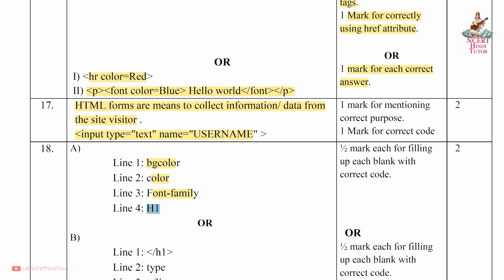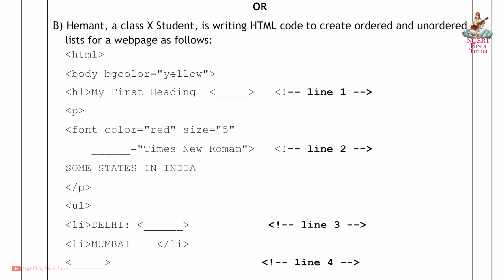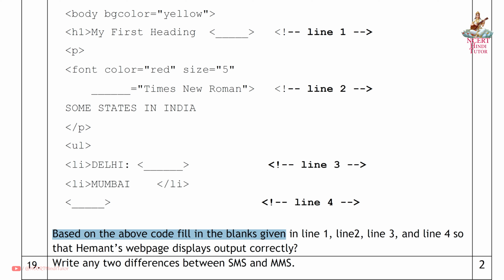Answer: H1. Or question 18b. Hemant, a class 10 student, is writing HTML code to create ordered and unordered lists for a web page as follows. Based on the above code, fill in the blanks given in line 1, line 2, line 3 and line 4 so that Hemant's web page displays output correctly.